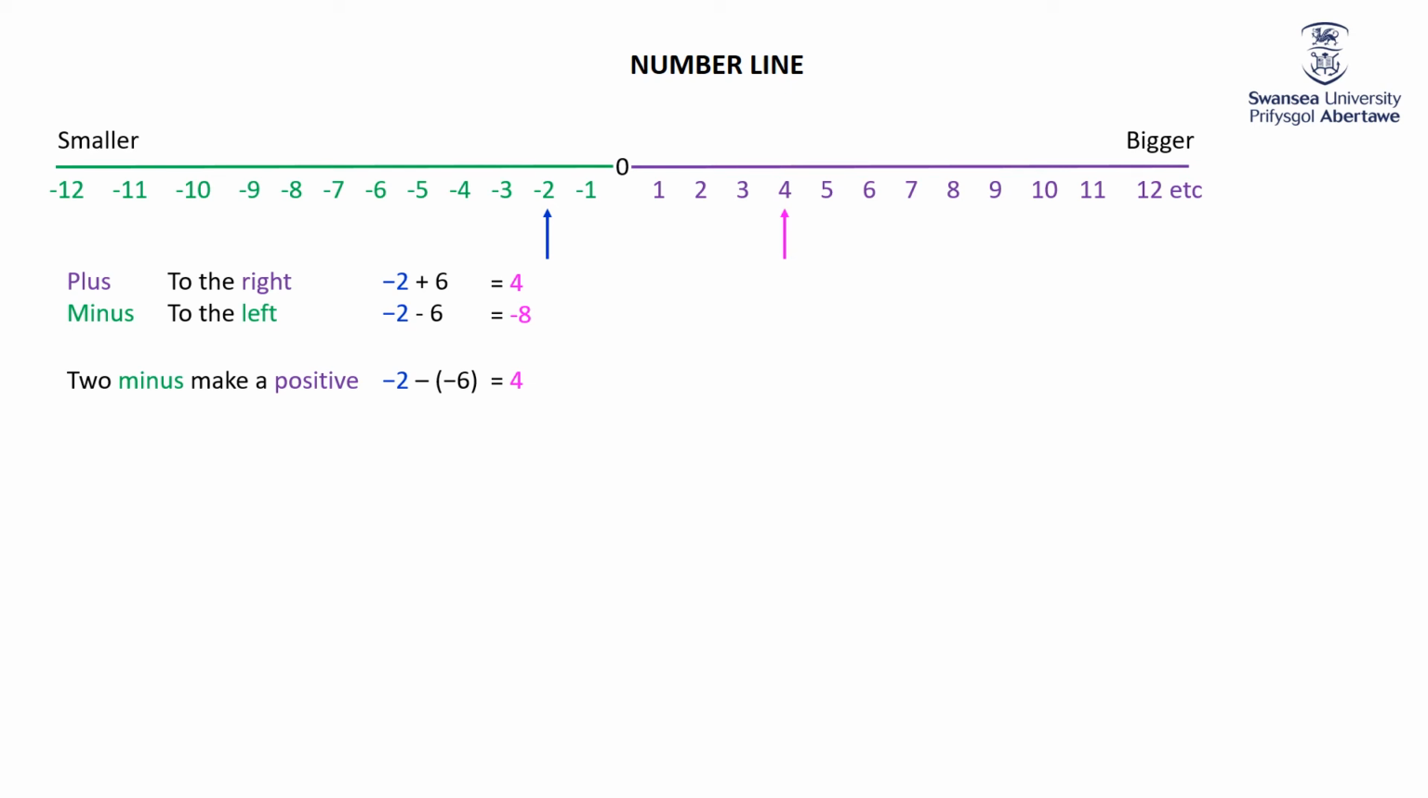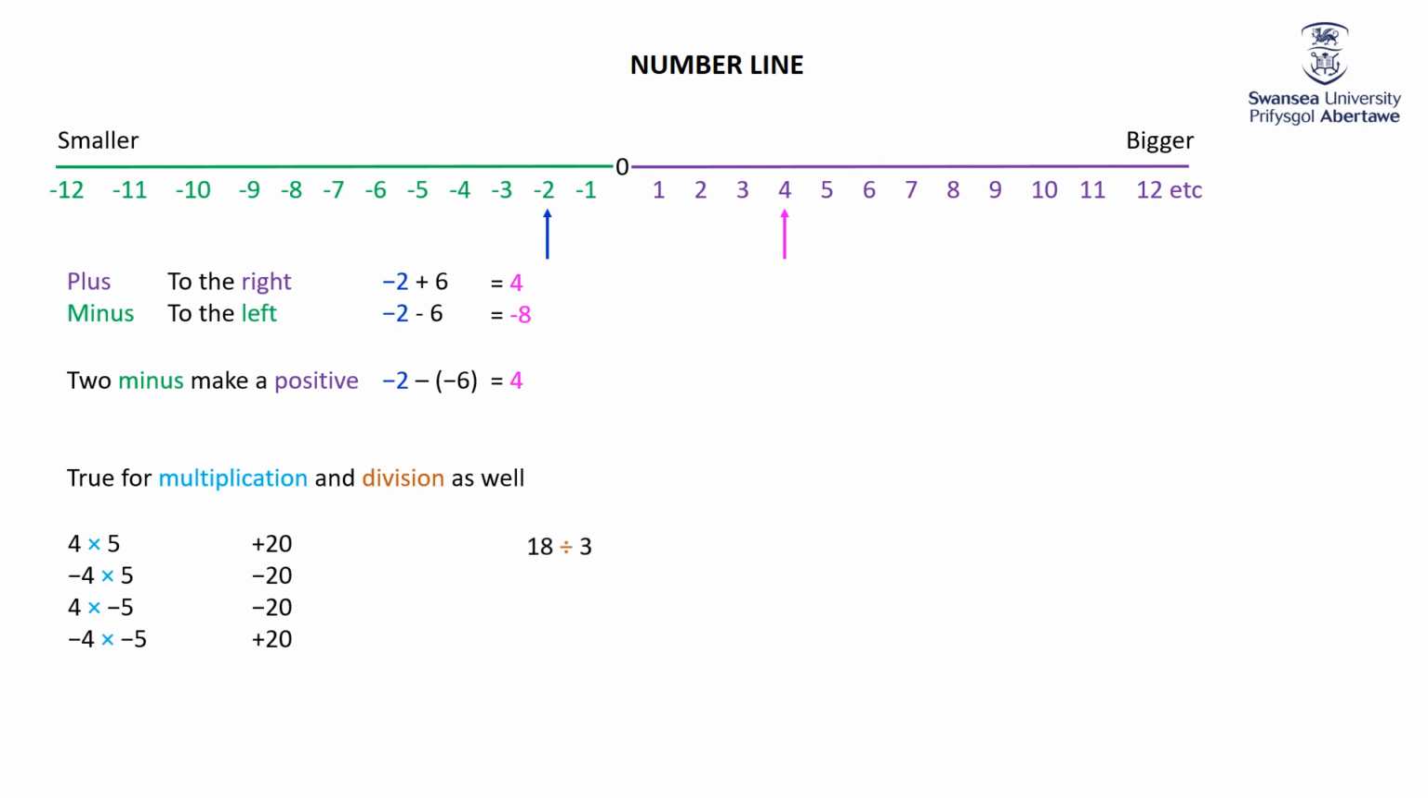And of course, those two minuses making a positive, two wrongs make a right, however you want to think about it, don't just work for using signs like that, but they also work for multiplication and division. So 4 times 5 is +20, -4 times 5 is -20, 4 times -5 is -20, but -4 times -5, that's two minuses make a positive, is +20.